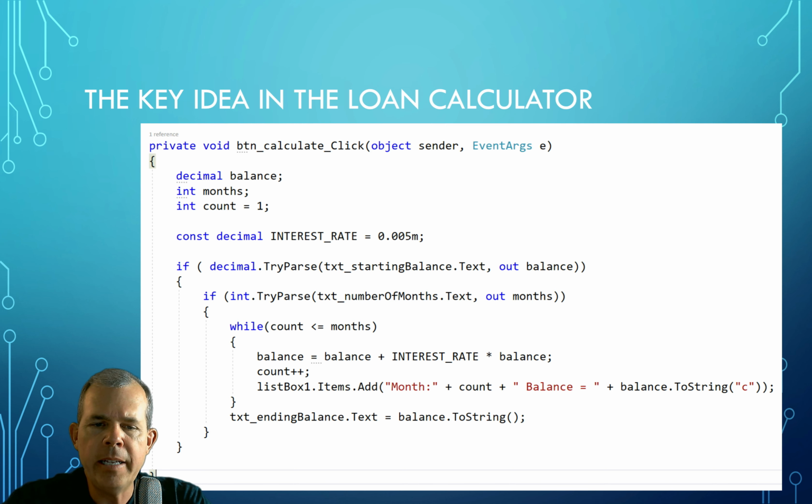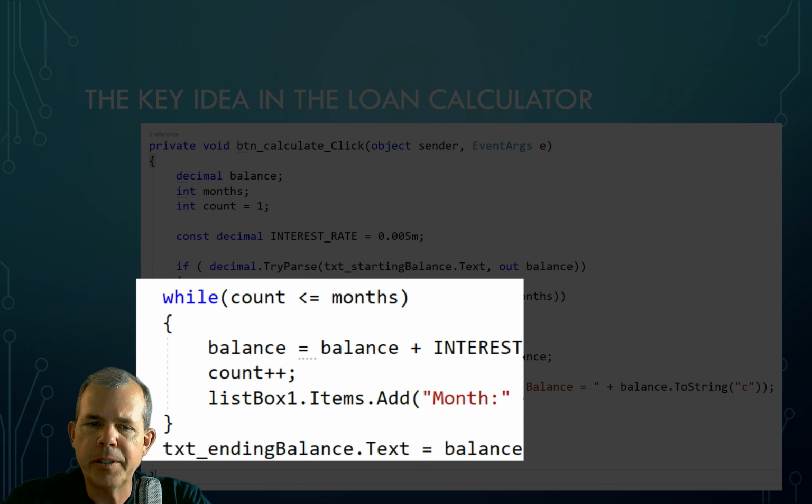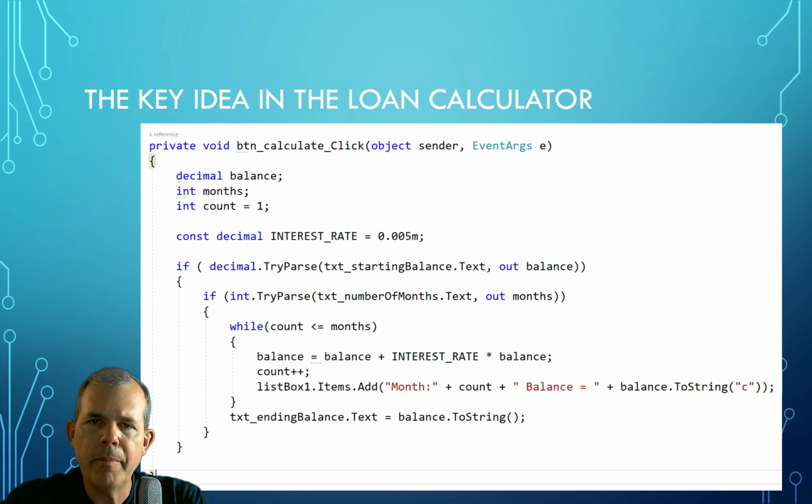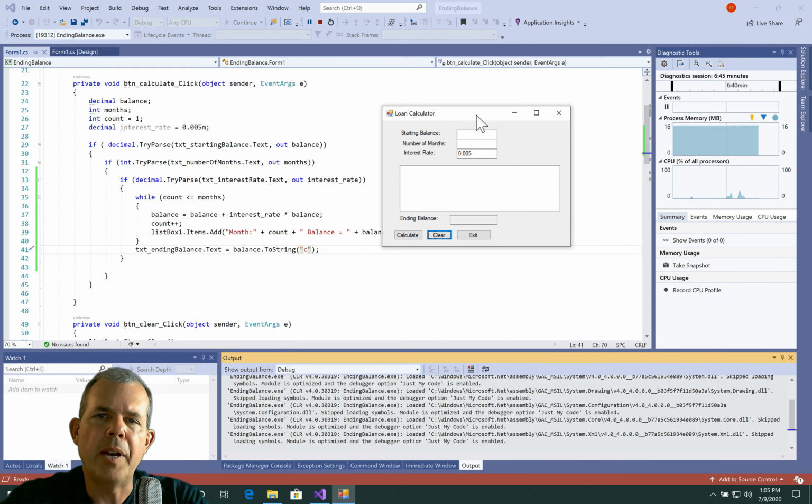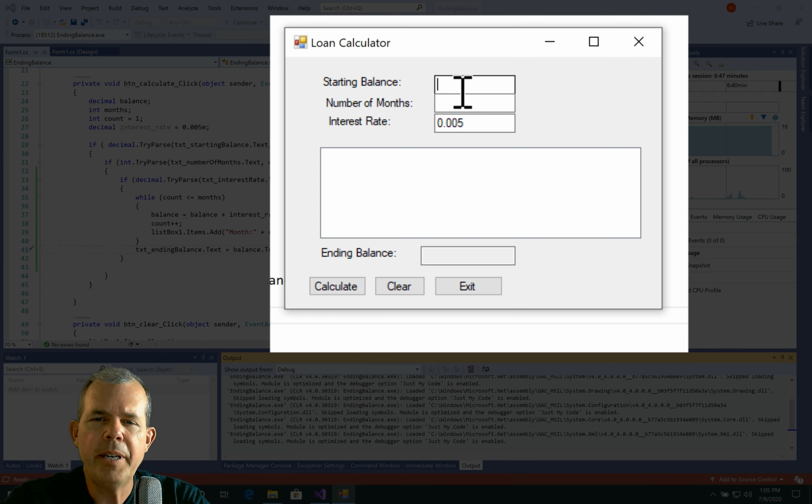You can see that inside of this code here, there's a statement that says while count is less than or equal to months. This is the new material perhaps for you, where we're going to do a repetitive statement where something is done multiple times based on the input that the user gives us. So here on the screen I have the program in its finished state. So here's how we're going to do it.